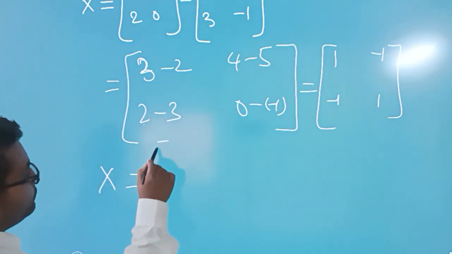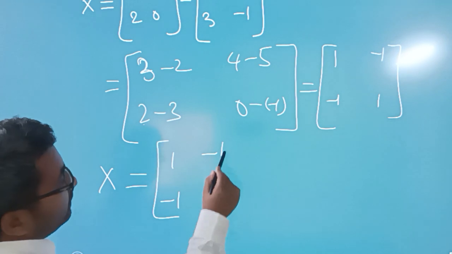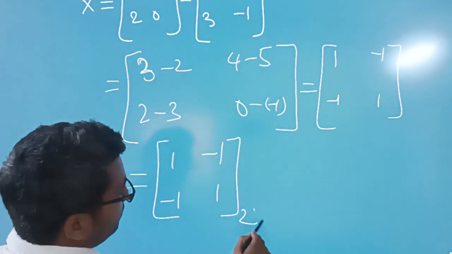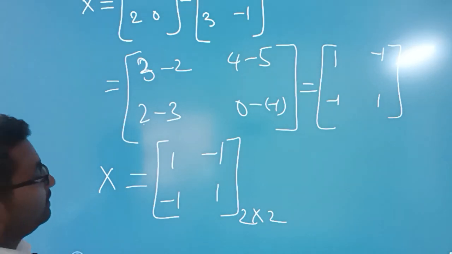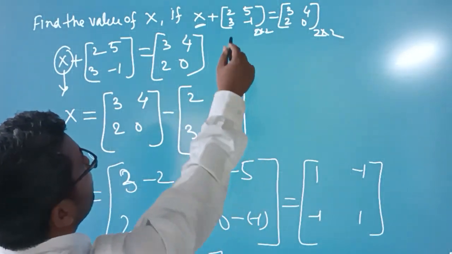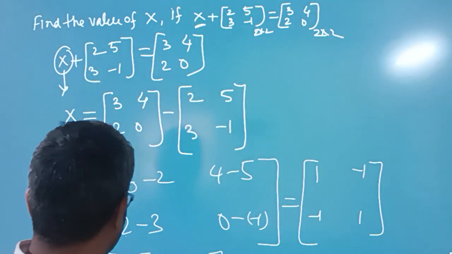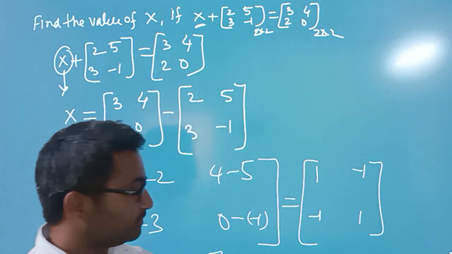So x equals 1 minus 3, 1 1. That is a 2 cross 2 square matrix. The order is the same as both of the matrices given in the question. So we will discuss the next question. What is the next question? Let's see.